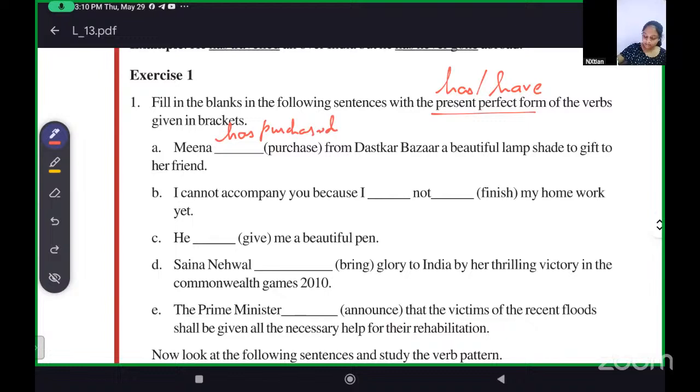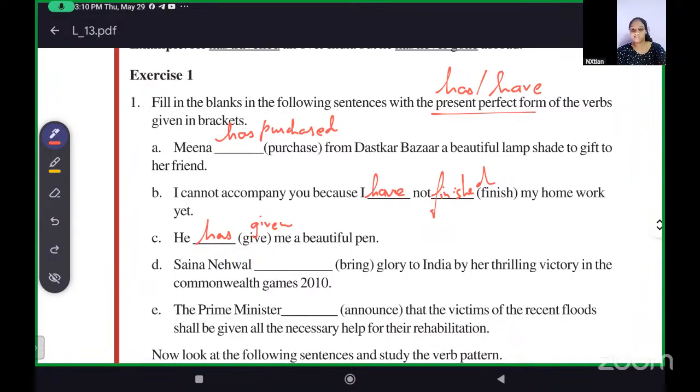Next one, Megan. I cannot accompany you because I have not finished my homework. Next one, Edric. He has given me a beautiful pen. Very good.